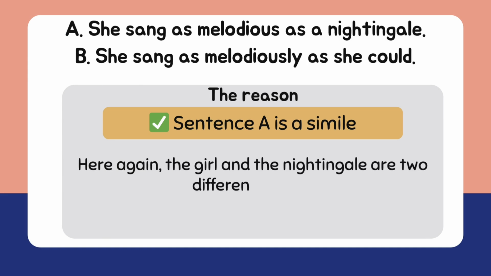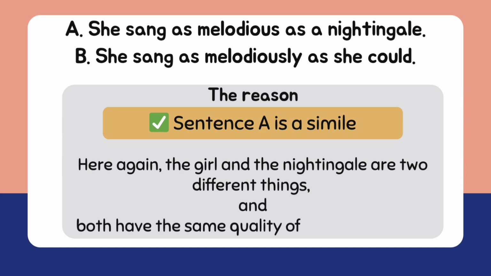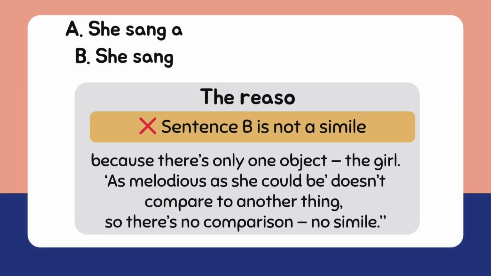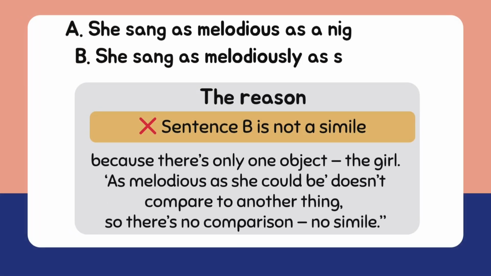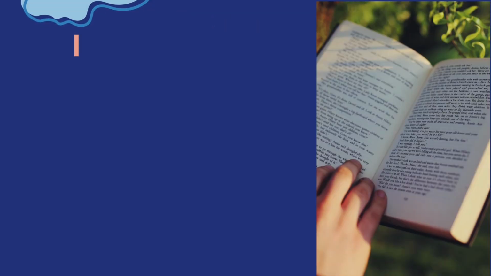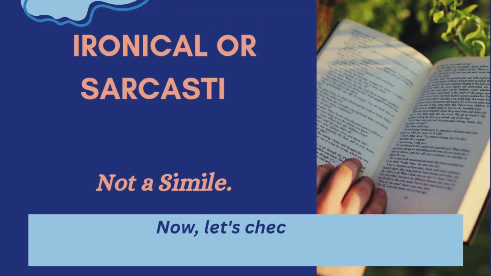A is a simile because the girl and the nightingale are two different things and they both have the same quality of being melodious. Now sentence B is not a simile because there is only one object, the girl, and she is not compared with another thing. So it is not a simile. No comparison means no simile. So remember, it always compares two different things, maybe an image or effect just to show how much or how well something happens.